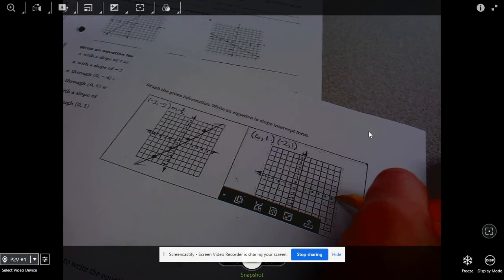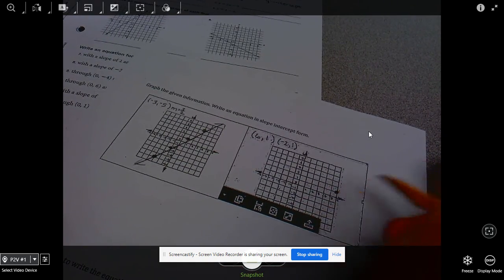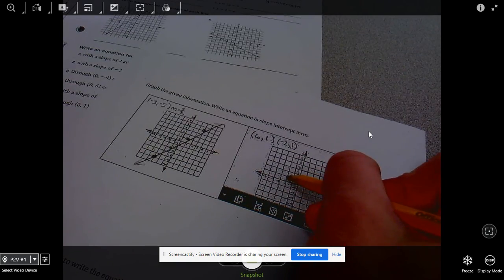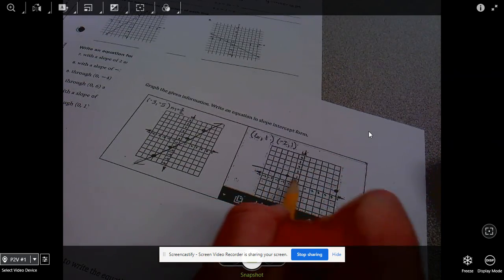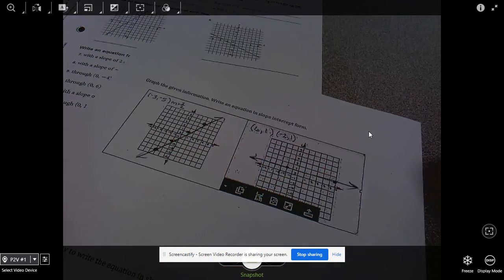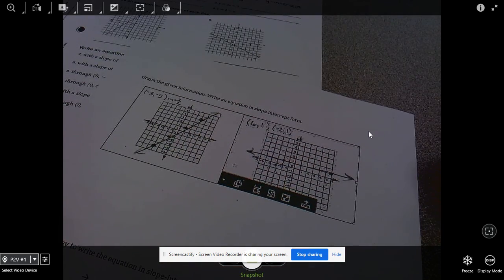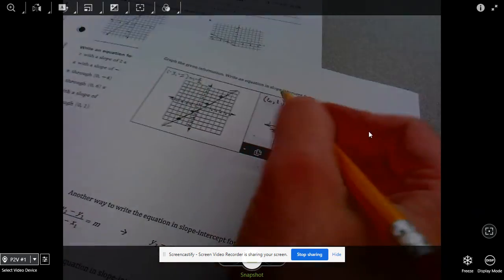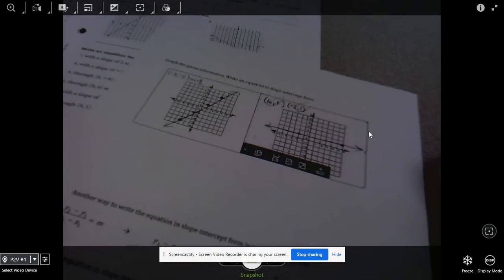6, 1, -2, 1. That's a y equals equation. Y equals 1.